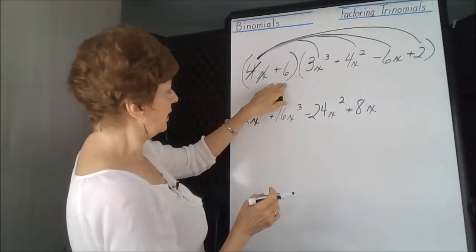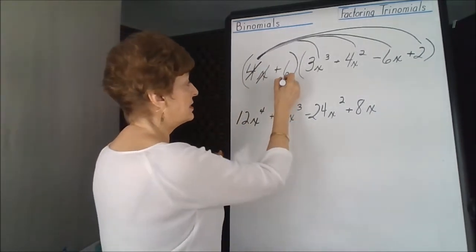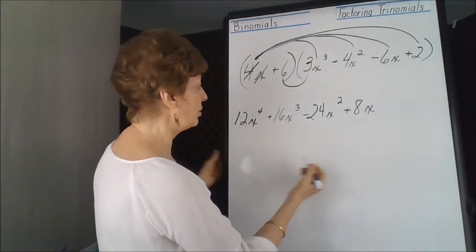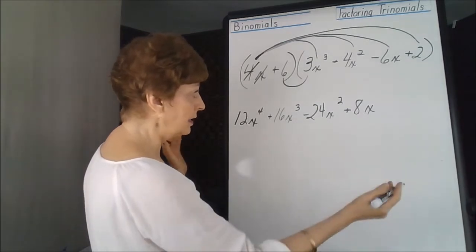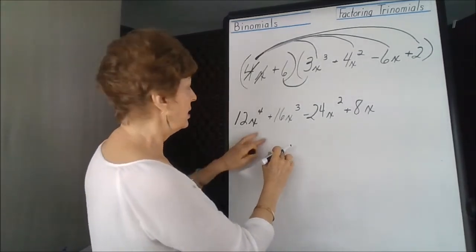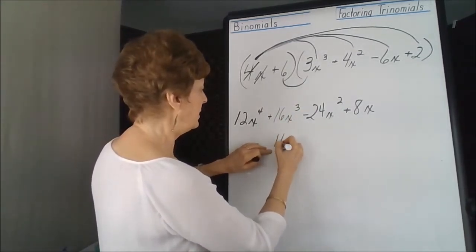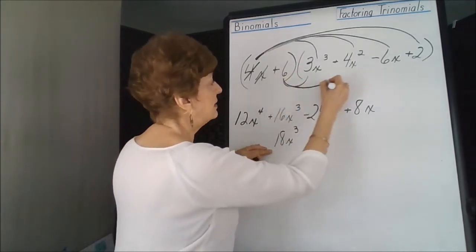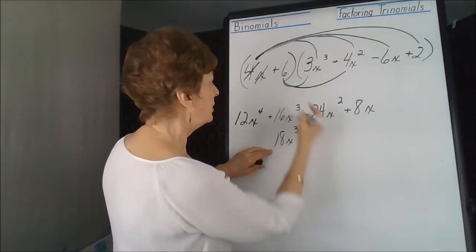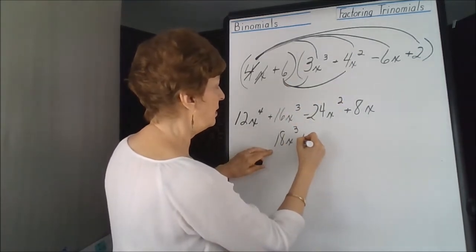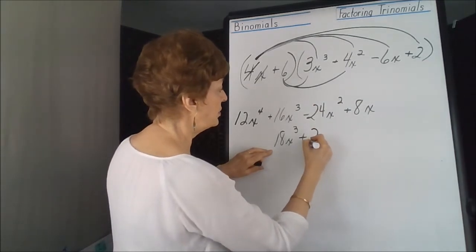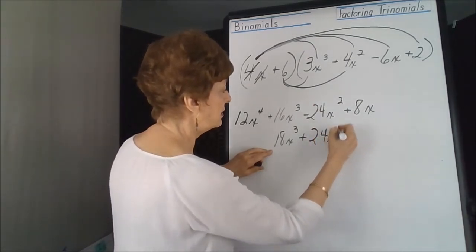Now we have to multiply by the bottom. So 6 times 3 is 18x cubed. Well, my x cubed column is here. So I'm going to line this up, 18x cubed. Next in line, 2 positives, so this is going to be a positive, 24x squared.